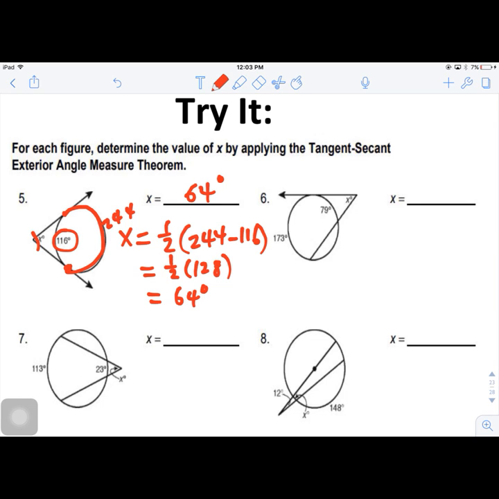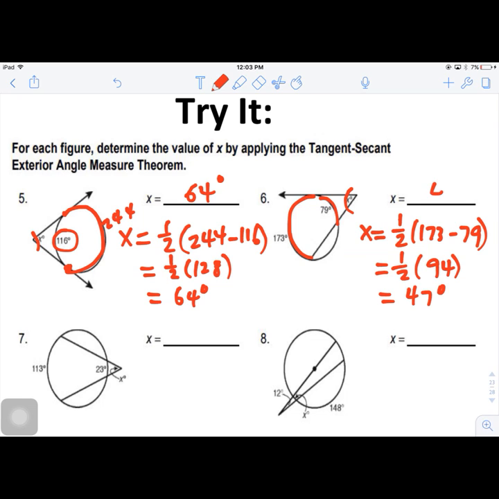Number 6, same idea. We got the angle X outside is equal to half of the big piece, which is 173, minus the small piece, which is 79. And that's going to be half of 94, which is 47 degrees. So X is 47.